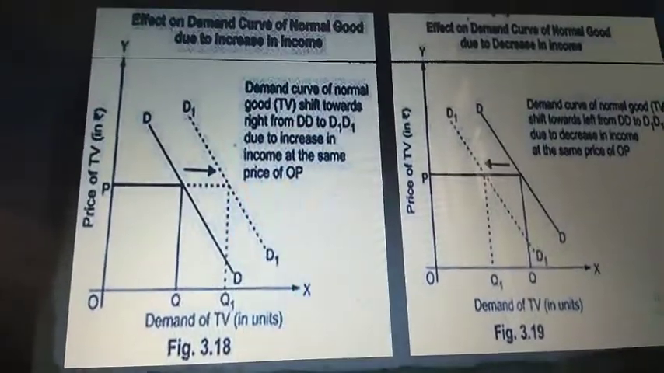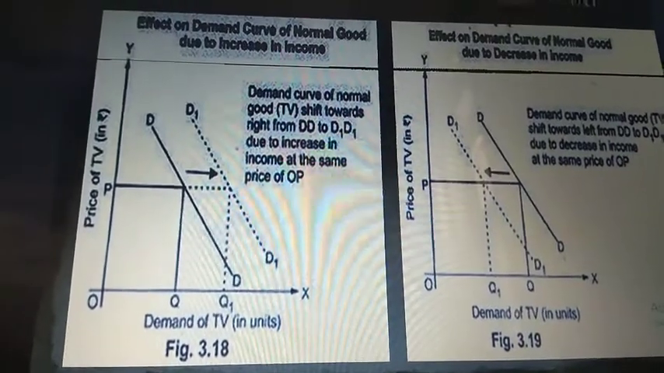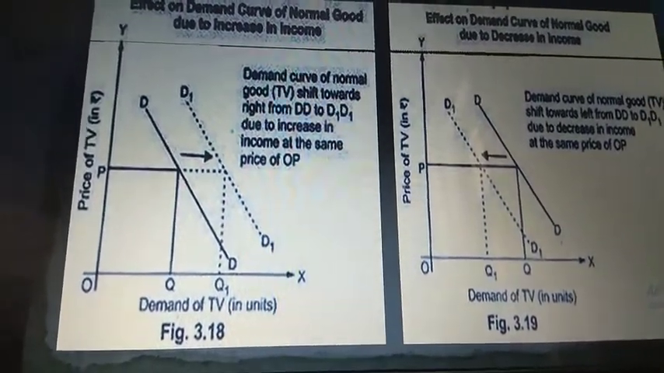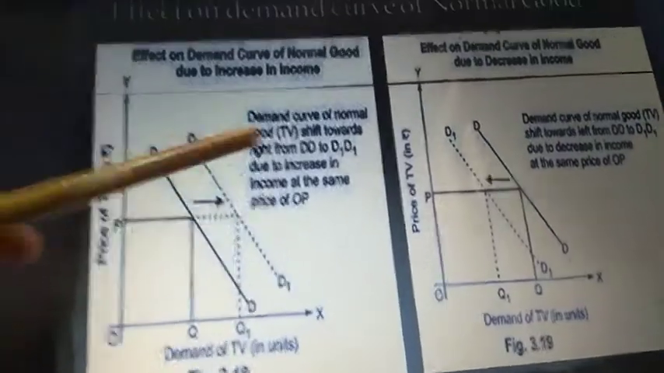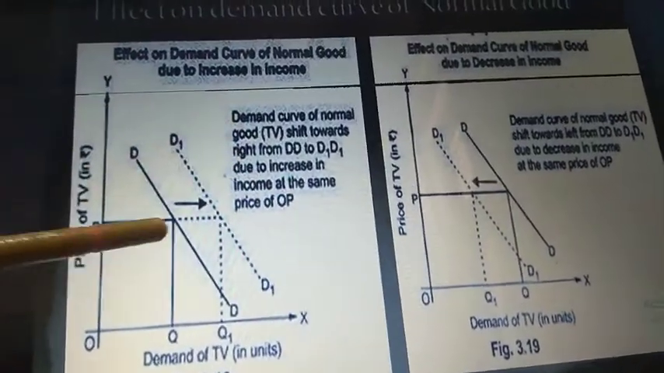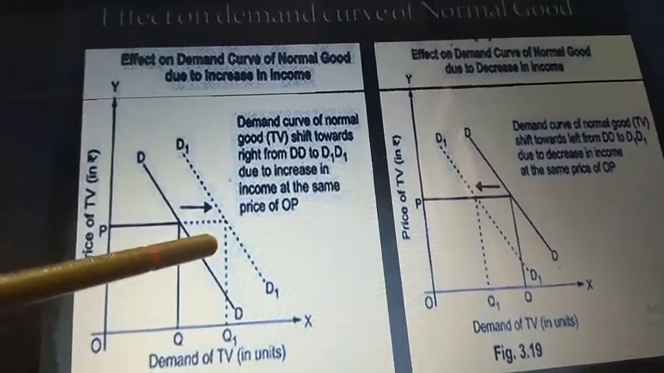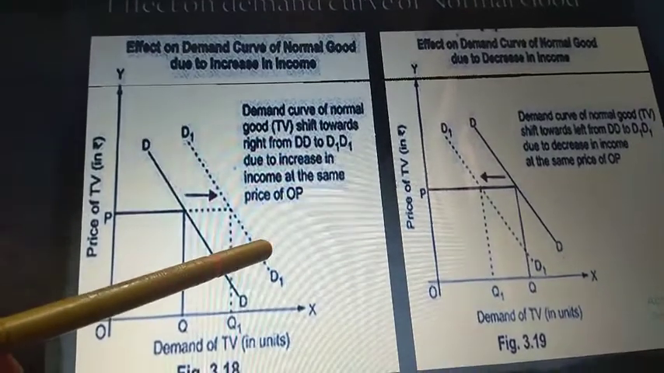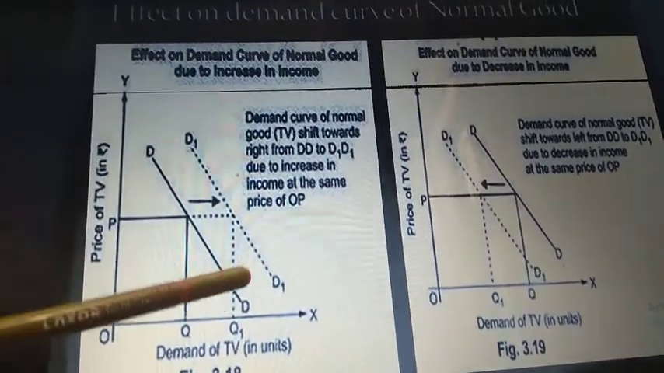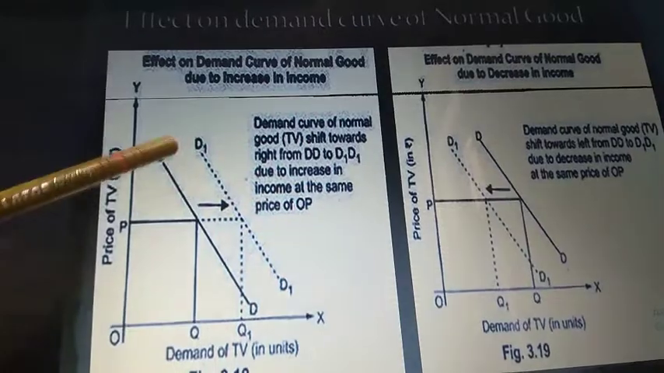So we see that the demand curve has shifted towards the right hand side. The reason is that we assume here that the income of the consumer has increased. So as a result, the demand of color television will rise, which is represented by a rightward shift in the demand curve from DD to D1.